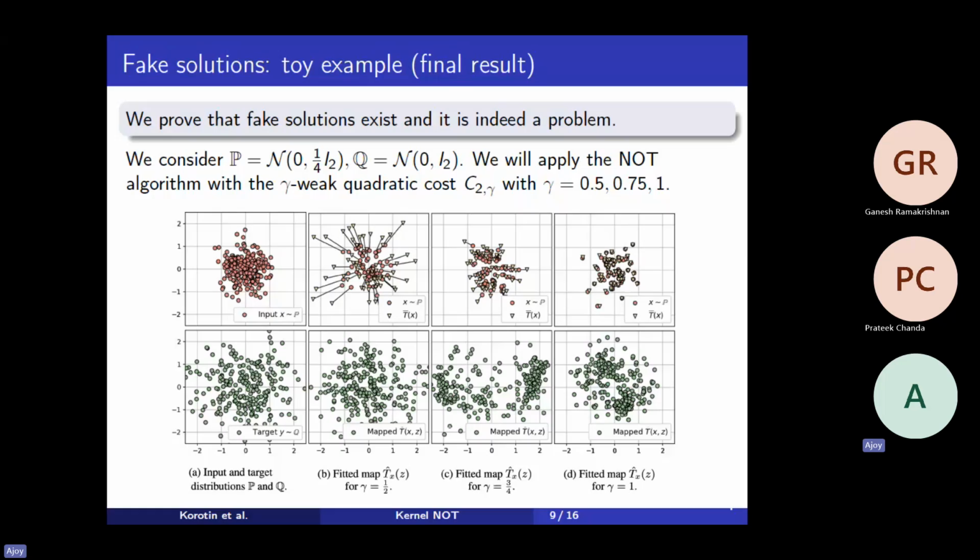Basically, what happens is, say they consider the input and output distributions. This is a 2D Gaussian with a lower variance, a factor of 1 by 4. This output is one with higher variance. Now, this is a stochastic map because gamma is half, 3 by 4 and 1. As you can see, what this plot shows is, for every x, the barycenter of the output distribution of x plotted. So here it's plotted like this.